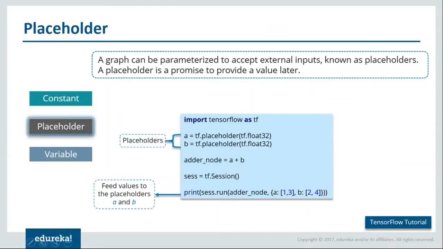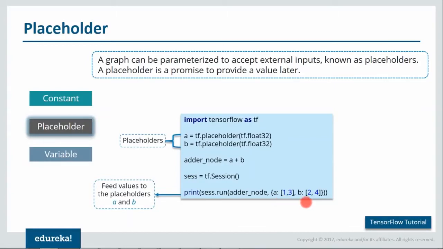Let us understand this with an example. Over here we have a couple of placeholders A and B of float 32 bits. Notice that we have initialized no values. Then we have one more tensor, adder_node, which is nothing but the addition of the two placeholders. We first launch the session, and when we run the session, we feed in the values of the two placeholders, as you can see here. The value that will be fed to placeholder A is 1, 3.